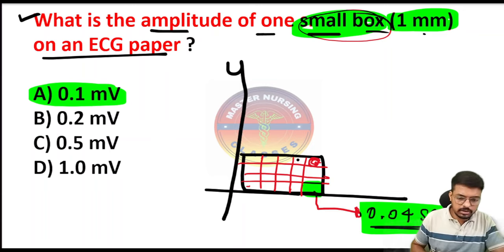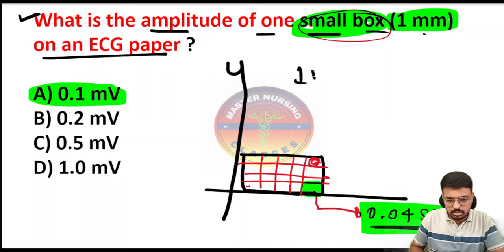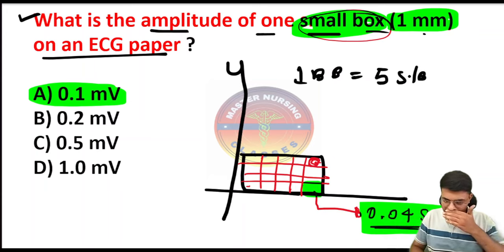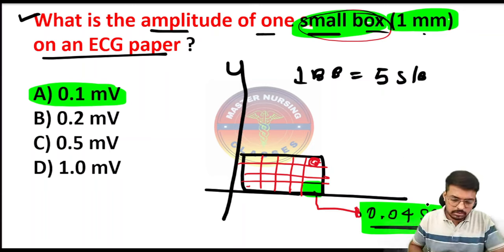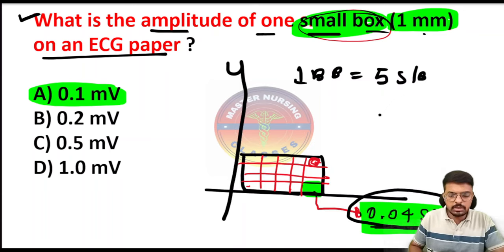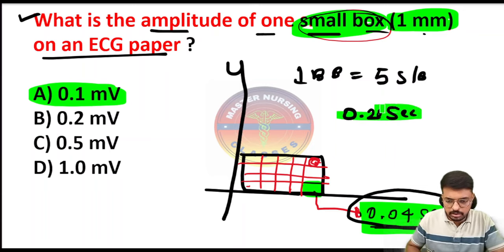It means for crossing one big box, how much time will it take? One big box is equal to five small boxes, right? So if it takes 0.04 seconds for one small box, it takes 0.20 seconds for crossing one big box.